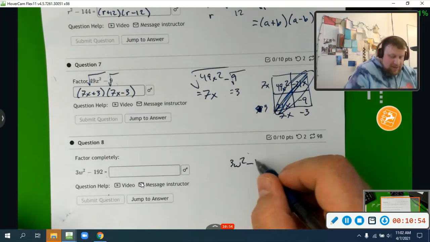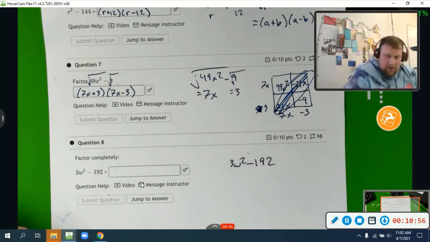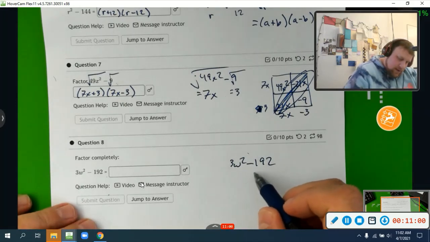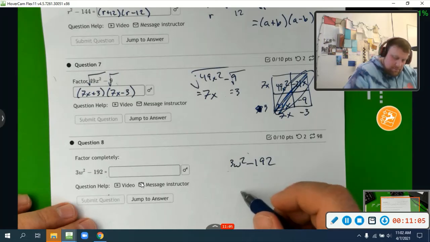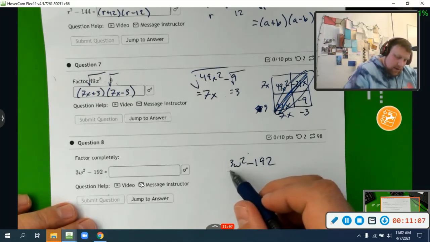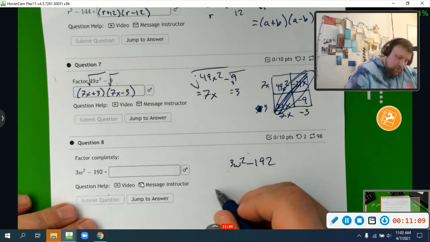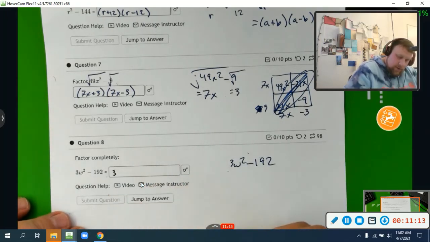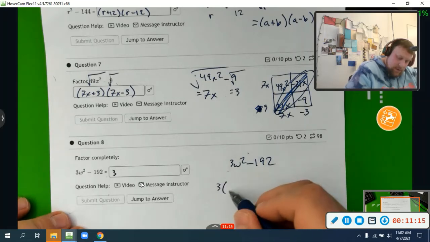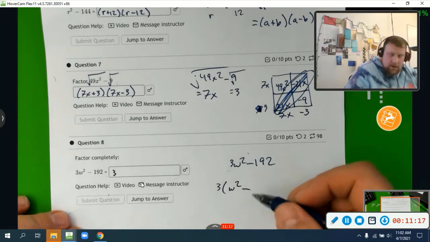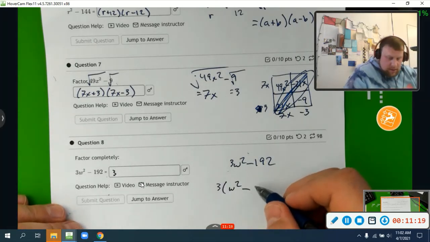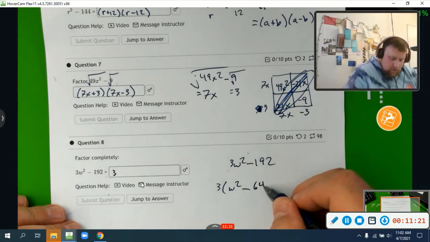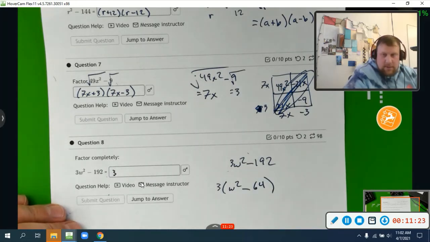And last but not least is right here, 3w squared minus 192, factor completely. Again, whenever I see that missing middle term, I'm like, oh, I bet. And guess what? First of all, can I divide out a 3? Yeah, I can. So I'm going to pull a 3 out, and write it right there. I'm going to have 3 times w squared minus 192 divided by 3. Let's see, that's going to be 64. You can check me on it, but it is.